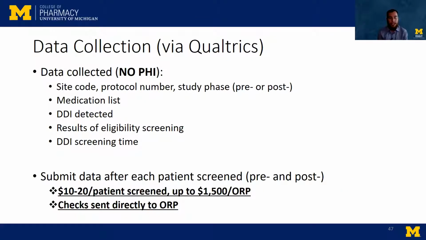So in terms of the data collection, everything is collected via Qualtrics. There's no PHI being collected. We're essentially just asking which site this was at, the protocol number, and whether this is during the pre or post phase. And then for each patient, their medication list, whether or not a drug interaction was detected, the results of the screening, and how long it took to screen the patients. The ORP staff would submit each of those pieces of data through Qualtrics for each patient that were screened in the pre and post phase. And we are actually now paying ORP staff per patient that are screened up to $1,500 per staff member.